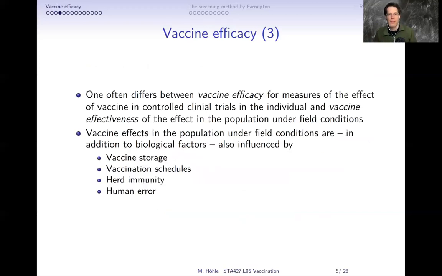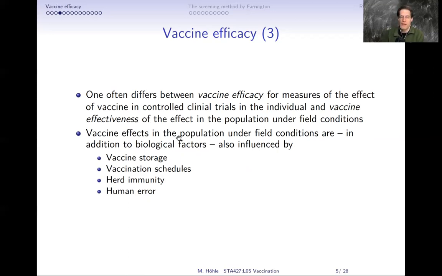Maybe it's just a bit of terminology. The Halloran book, chapter 2, which I provided as reading material for this lecture, is a bit more strict about this and presents several quantities, but it's important to distinguish between vaccine efficacy, which is a measure for the effect of a vaccine typically in controlled clinical trials in the individual, and what is called vaccine effectiveness, which is the effect in the population under field conditions.